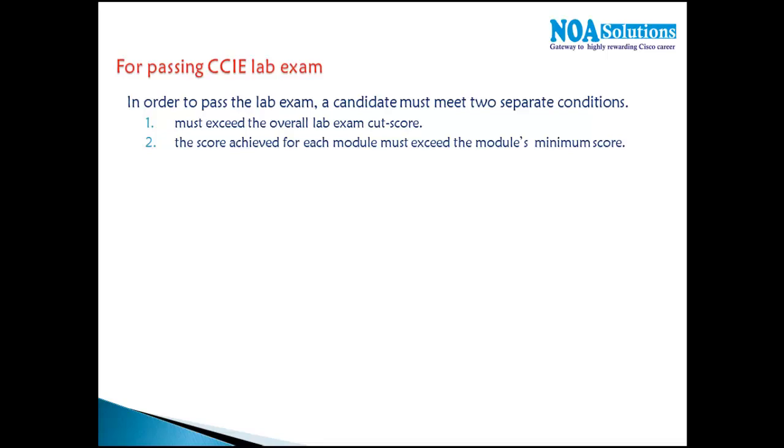Now, the next thing we need to know is the conditions to pass your CCIE lab exam. There are two major conditions you have to meet before you will be declared a pass. The first condition is the overall lab exam score. Let's take an example: let's say you need to get 80 points out of 100 in order to pass your CCIE exam. That is the overall score.